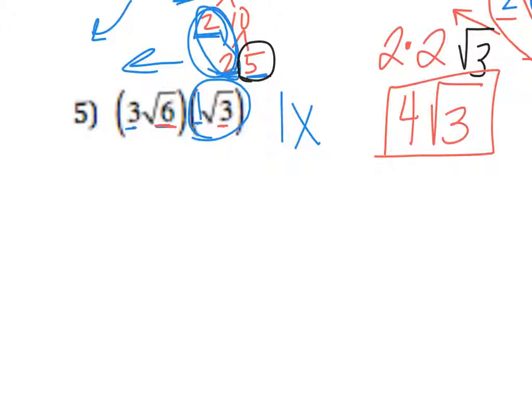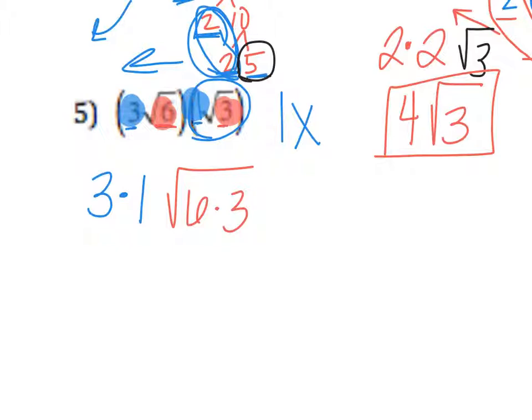So what we're going to do is we're going to multiply the numbers on the outside of the square roots together. So that's 3 times 1. And then we're going to multiply the numbers on the inside. So the 6 and the 3. Okay, and then I'm just going to multiply 3 and 1, that's 3, and 6 and 3 is 18.